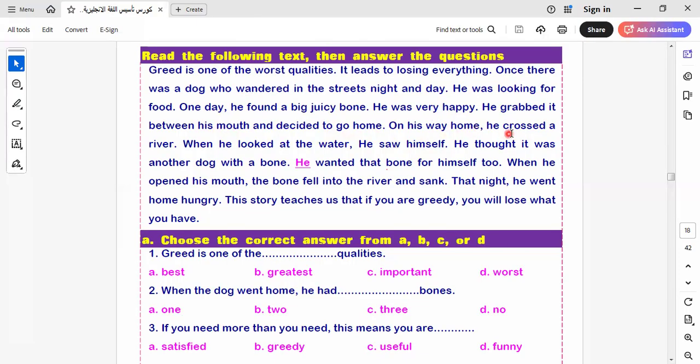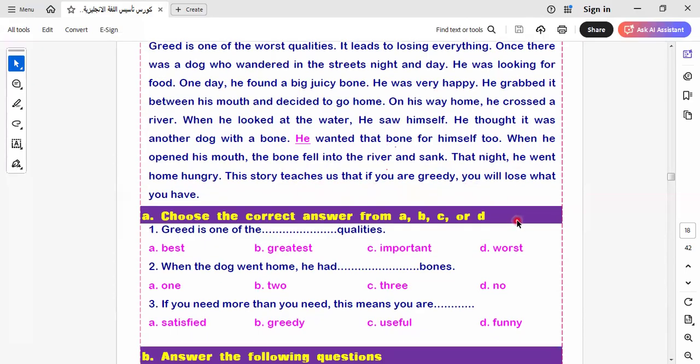On his way home, he crossed a river. When he looked at the water, he saw himself. He thought it was another dog with a bone. So the water reflects the shape of the dog with the bone. He wanted the bone for himself too. When he opened his mouth, the bone fell into the river and sank. That night he went home hungry. This story teaches us that if you are greedy, you will lose what you have.